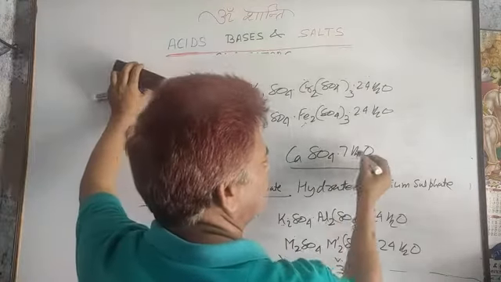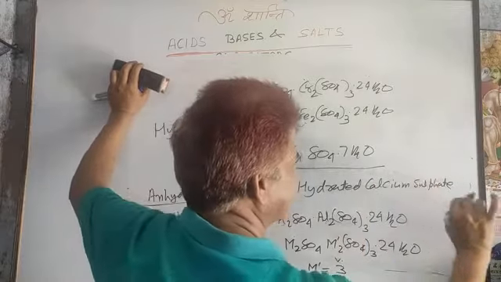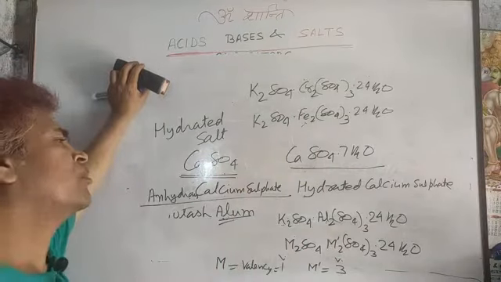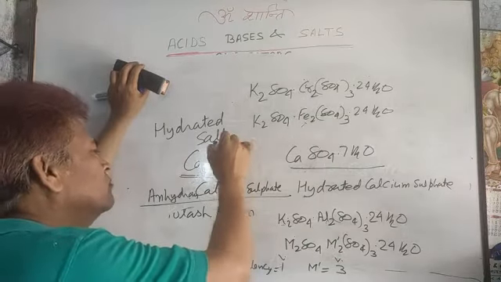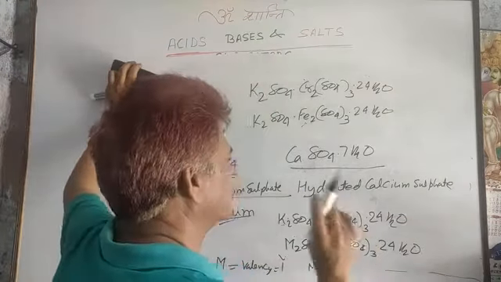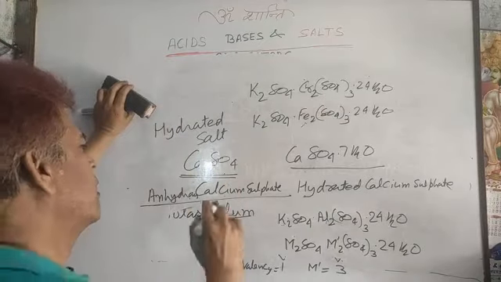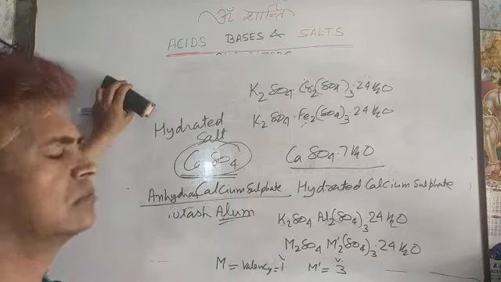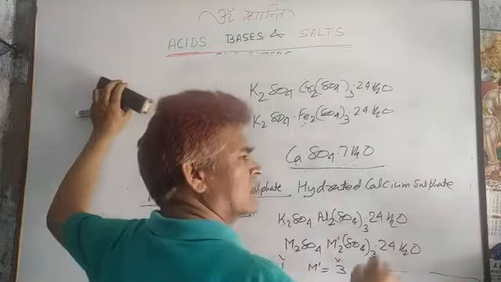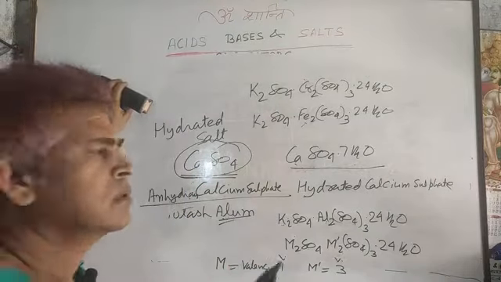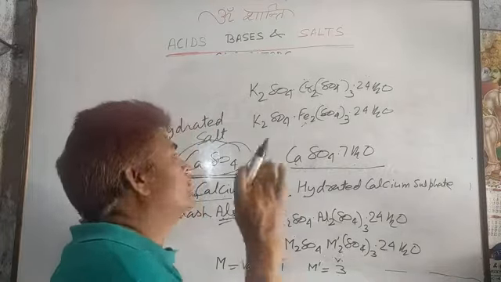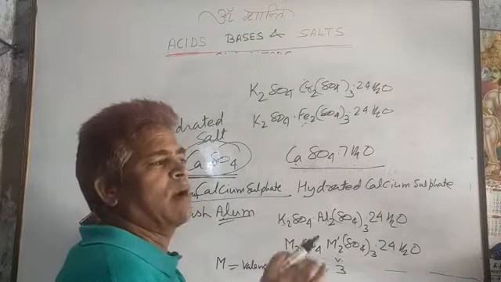But CaSO4 with 7H2O is also a salt, but it is a hydrated salt, and the name of this one is hydrated calcium sulfate. So how can you recognize whether a given salt is anhydrous or hydrated? If you observe minutely, calcium sulfate is not crystalline in nature, but hydrated calcium sulfate is crystalline in nature. All hydrated salts are crystalline in nature, while anhydrous salts are amorphous.